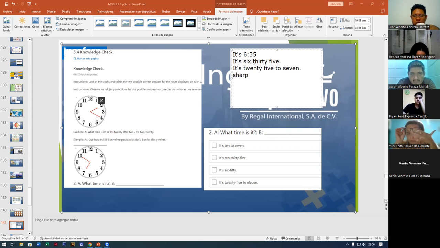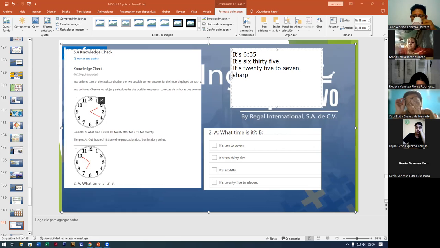Sharp or o'clock. Sharp, ¿qué significa? Sharp, en punto. Solo que son sinónimos, pero sharp es un poquito más informal. Es como cuando utilizamos en español que decimos al filo de la 1 de la tarde.